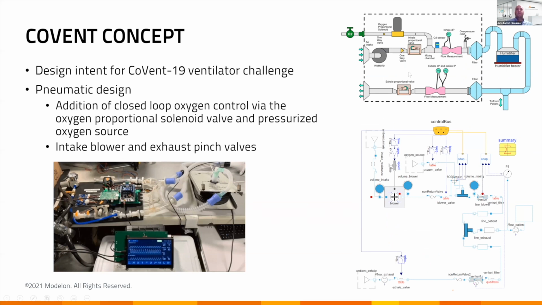So this system includes those pinch valves, the intake and exhaust pinch valves are here. There's also the proportional valve for the oxygen. So now we're doing closed loop oxygen control. And the pinch valves are now on both legs. So here is the way the model looks to represent this system.